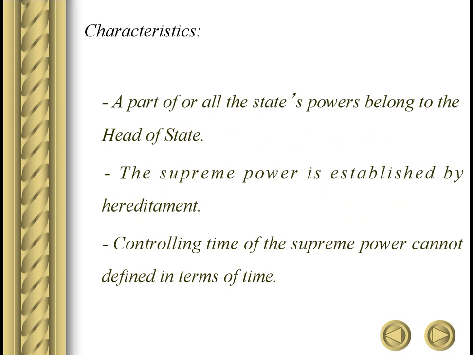With the monarchy, you should remember that a part of or all the state powers belong to the head of state, and the supreme power is established by hereditament, transferring the power from generation to generation, and the time of holding the supreme power cannot be defined. There can be different types. We have absolute monarchy and constitutional monarchy.